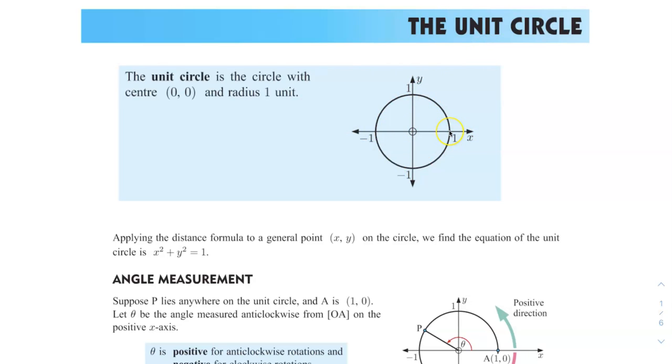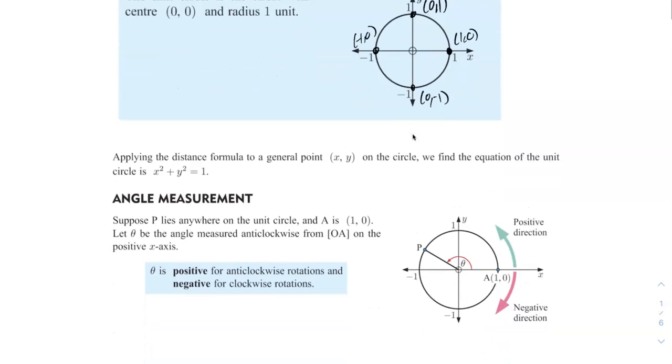So you go 1 to the right, and you get the point 1, 0. And you go 1 up, 0, 1, 1 to the left, negative 1, 0, and 1 down, 0, negative 1. It's like a normal XY chart. So that's the unit circle.